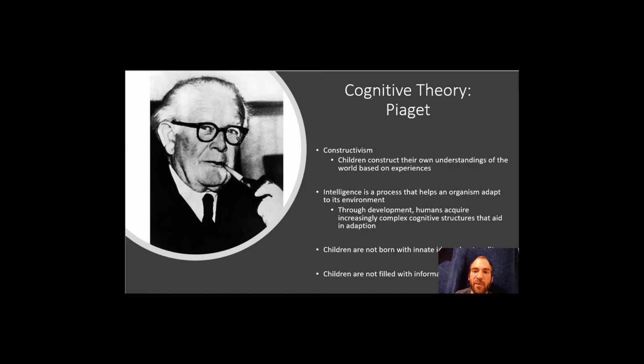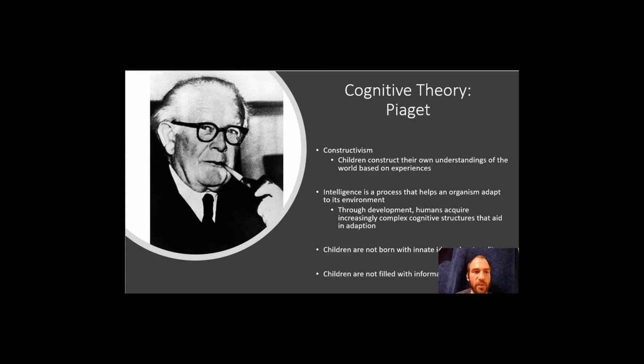Next is cognitive theory. Piaget, huge name in the field. His theory is constructivism, which says children construct their own understandings of the world based on their experience. So children are active explorers of the environment, and they're going to interact with that environment. They're going to have their own experiences, and that's how they develop. Intelligence is a process that helps an organism adapt to its environment. Through development, humans acquire increasingly complex cognitive structures that aid in adaptation.